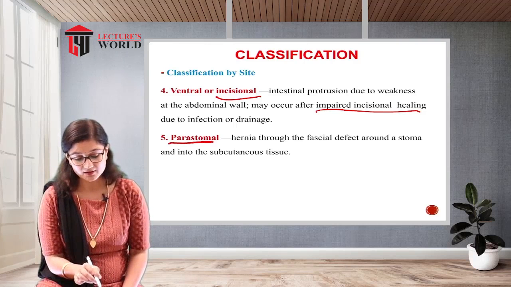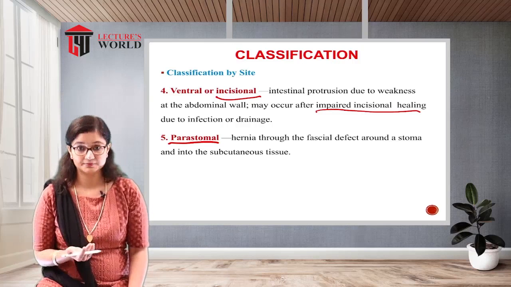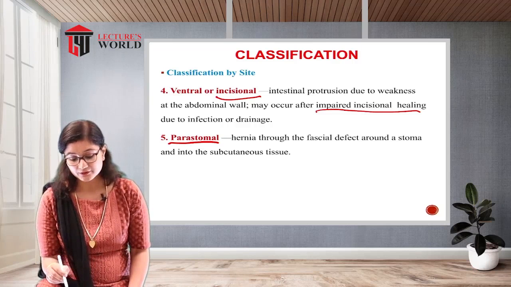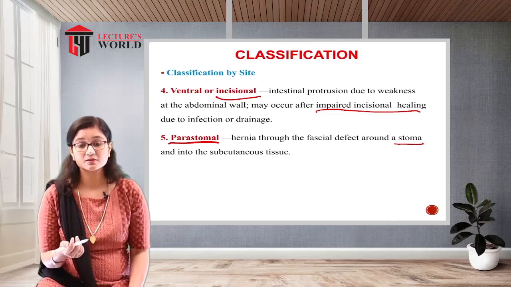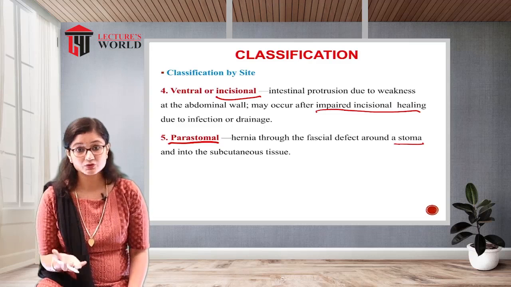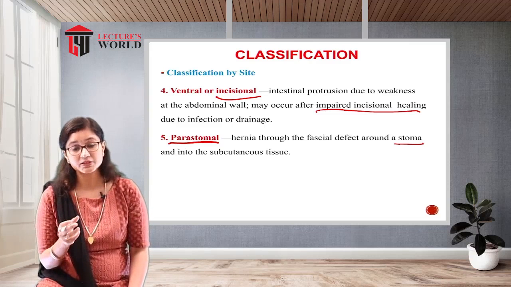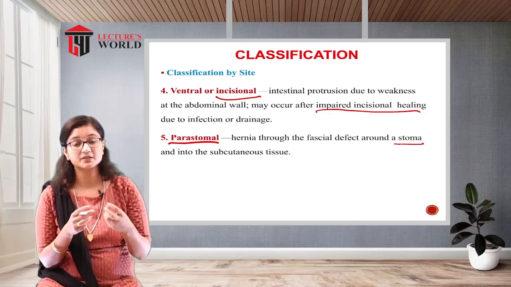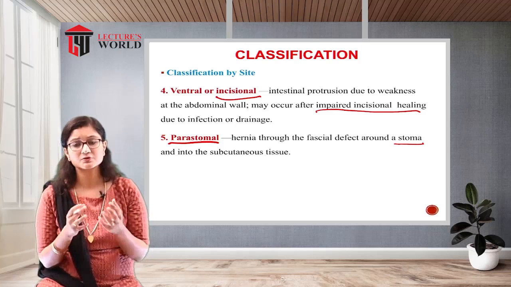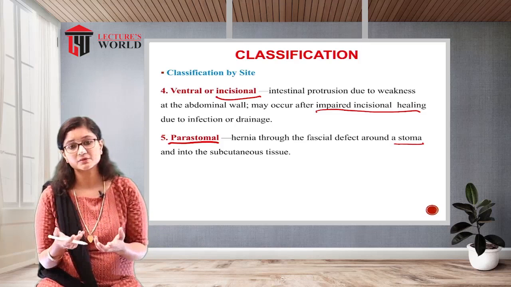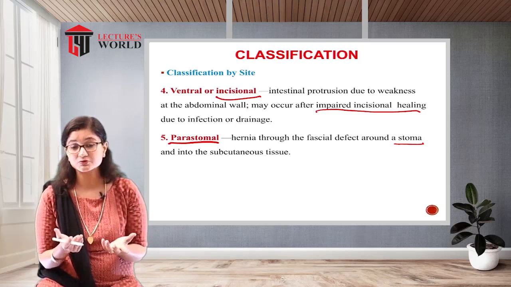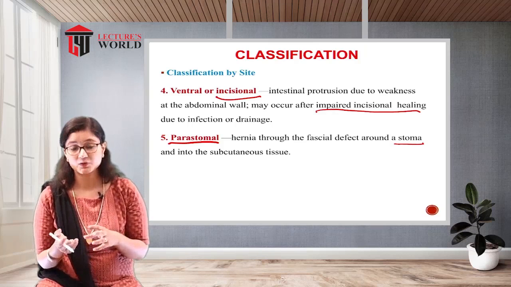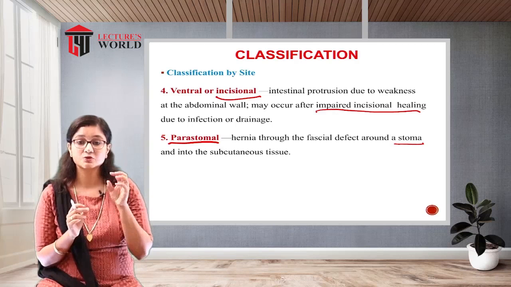Next is the parastomal, also called peristomal hernia. Hernia through the fascial defect around a stoma. What is a stoma? If you remember, we had studied colostomy. A colostomy is an opening created on the abdomen so that the colon is brought onto the abdomen, and that is called a stoma. Why is it brought? For fecal passage. Maybe there is some problem and the person is not able to pass stool through the rectum. That's why we create a colostomy. We also create an ileostomy.